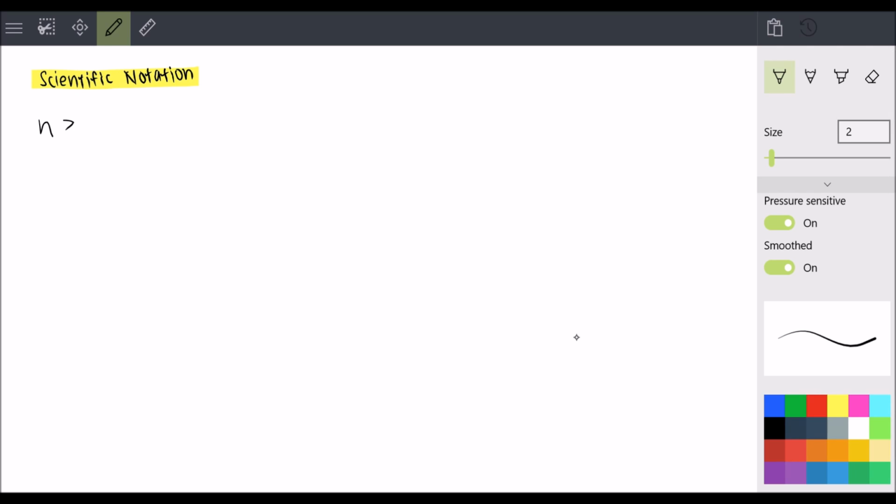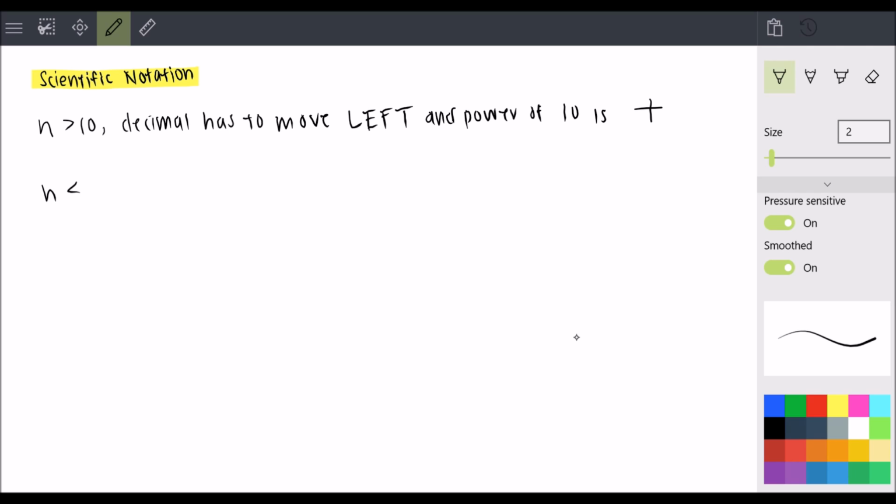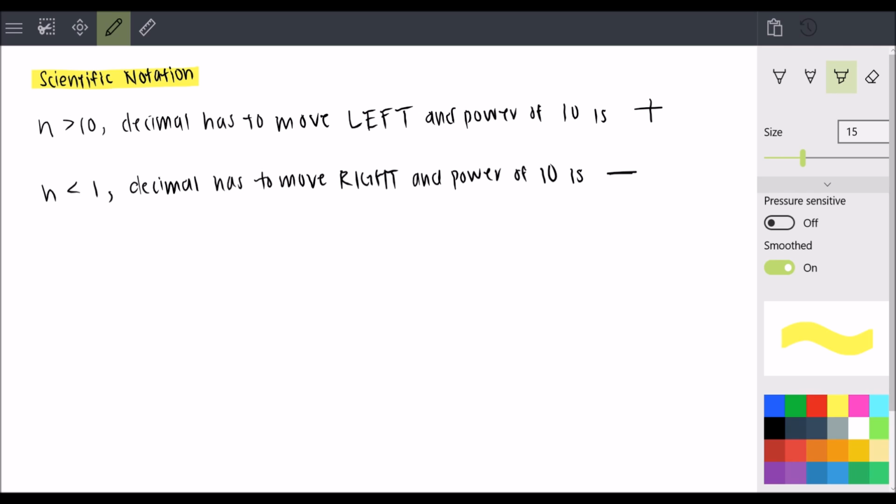Here's another way to look at this. If your N is greater than 10, then your decimal has to move left, and therefore the power of 10, your A, will be positive. On the other hand, if your N is less than 1, then your decimal has to move to the right, and therefore the power of 10, your A, will be negative.